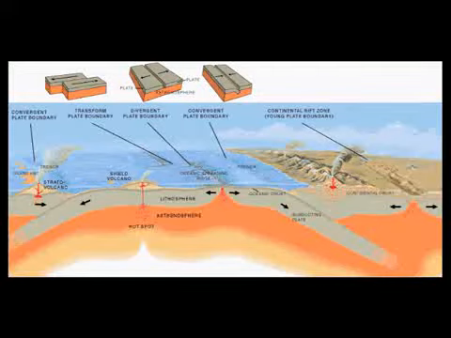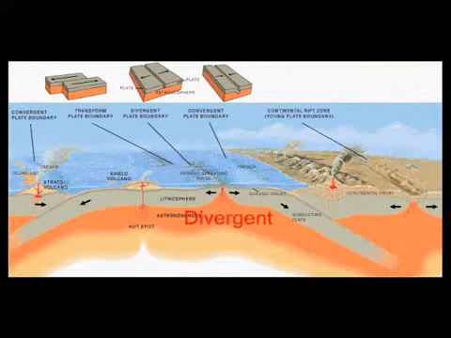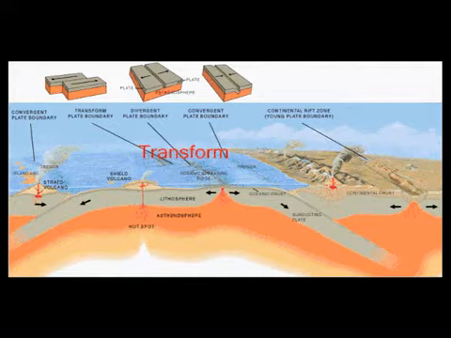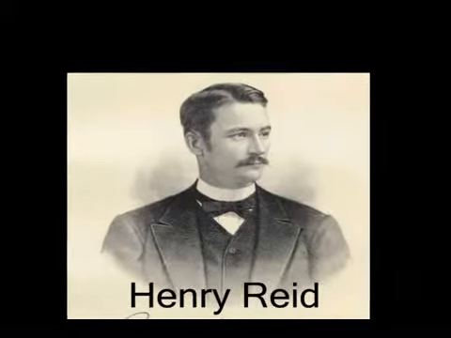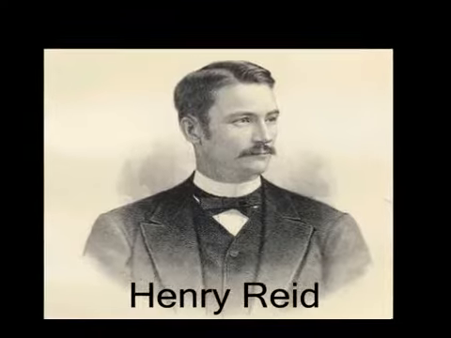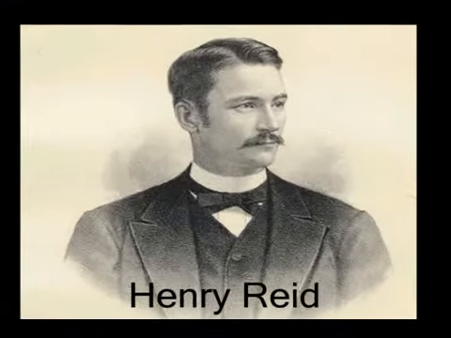This cross-section shows three types of plate boundaries: convergent, divergent, and transform. The two sides of these boundaries move relative to each other and produce earthquakes. This is described by a theory proposed by Henry Reed called elastic rebound theory.